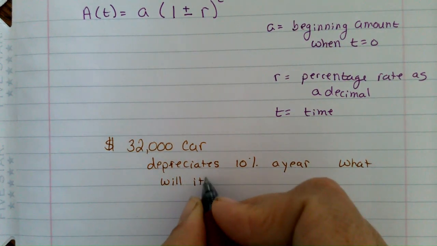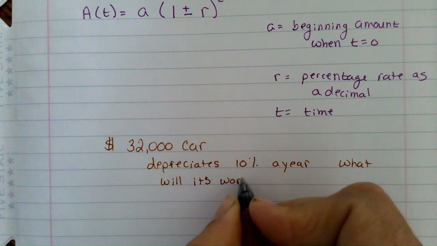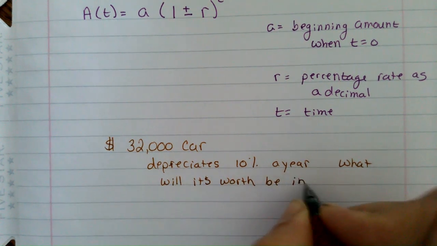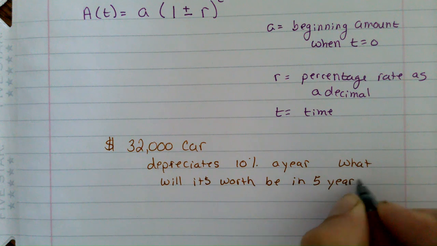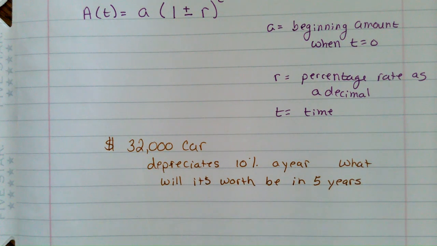What will its worth be in 5 years? Now, if you tell me that 10% a year is $3,200, so you just take off $3,200 for 5 years. Well, the problem with that thinking is if I keep doing that, once I hit 20 years, your car is worth negative money. That's not how that works. You always at least have scrap value, right? So that's why we're using this kind of thing.